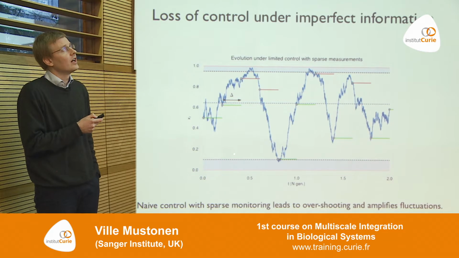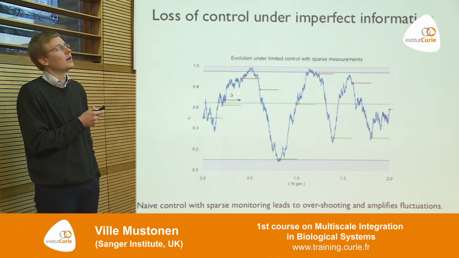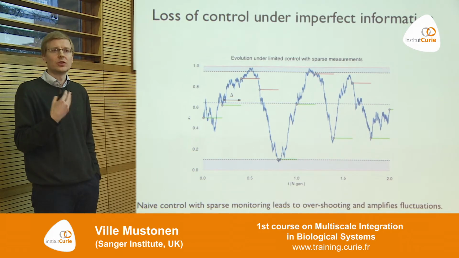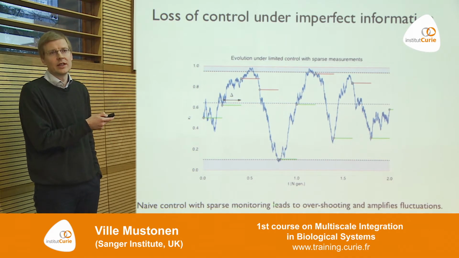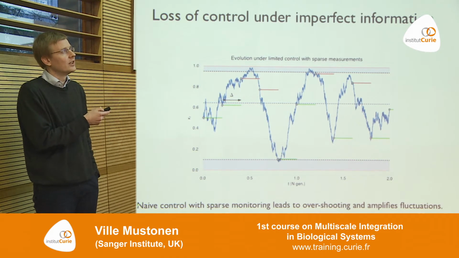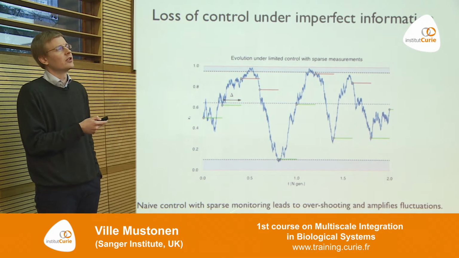So if we now try to control the same population, but our measurements are arriving at some intervals delta, and we don't take that into account, we start amplifying fluctuations and we start overshooting. Because here, for instance, we start from here and we say we need to apply selection, but we apply it the whole time until the next measurement comes, but we are almost killed to the other boundary here. So this kind of a naive control with sparse monitoring leads to overshooting and amplifies fluctuations.